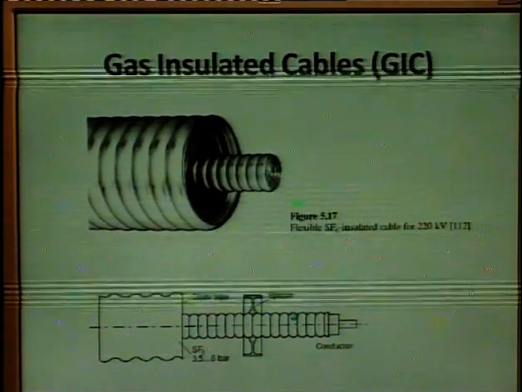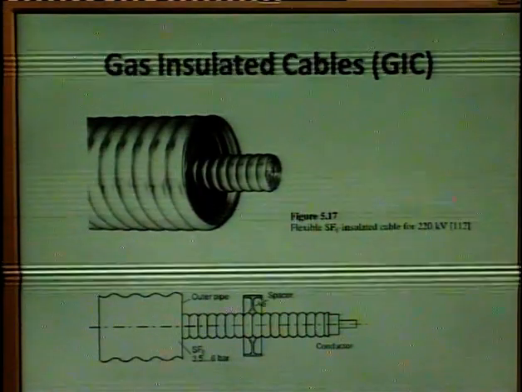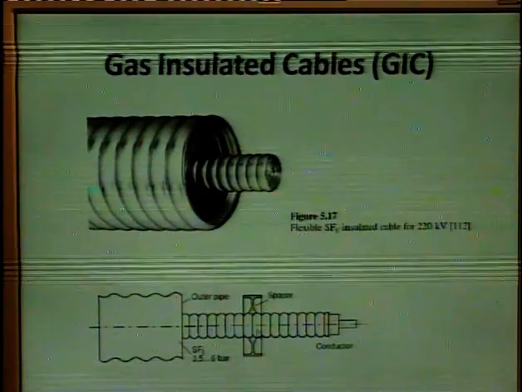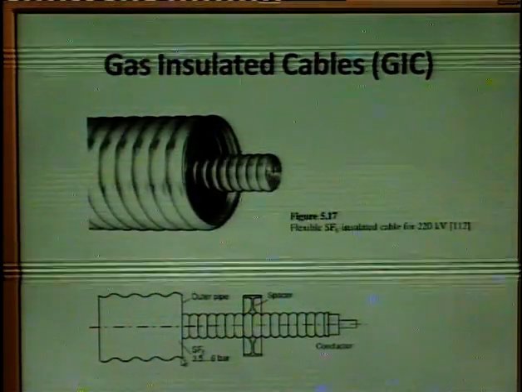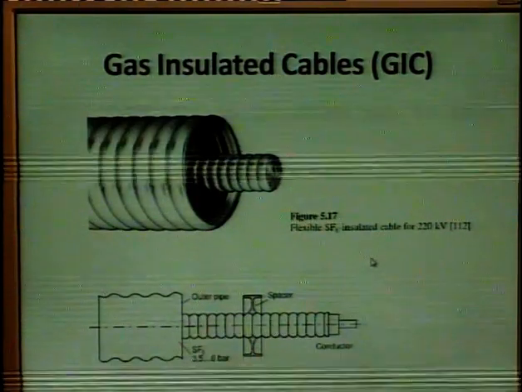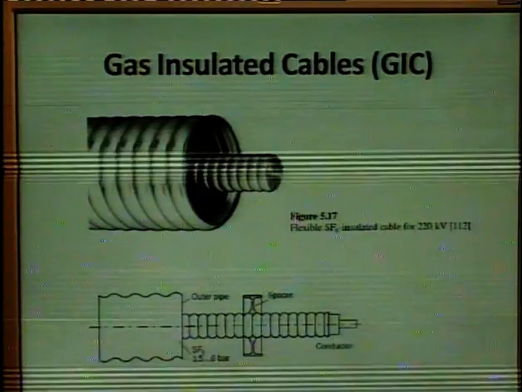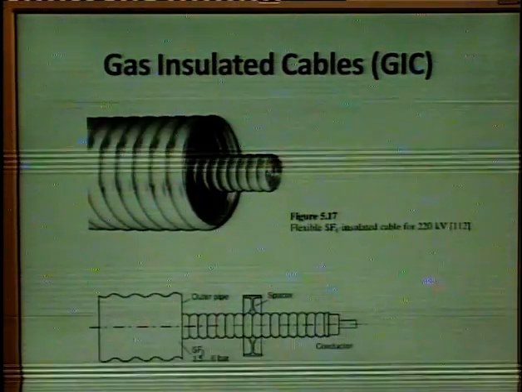This is the conductor. This is the insulation, and these are the spacers on which the central part is mounted in the outer pipe. So this is the flexible SF6 insulated cable which is used for 220 kV.